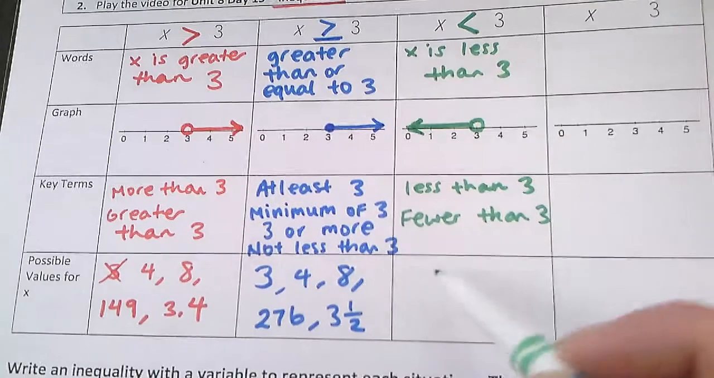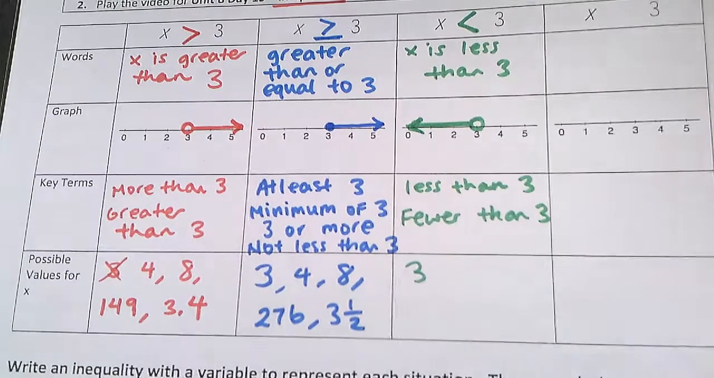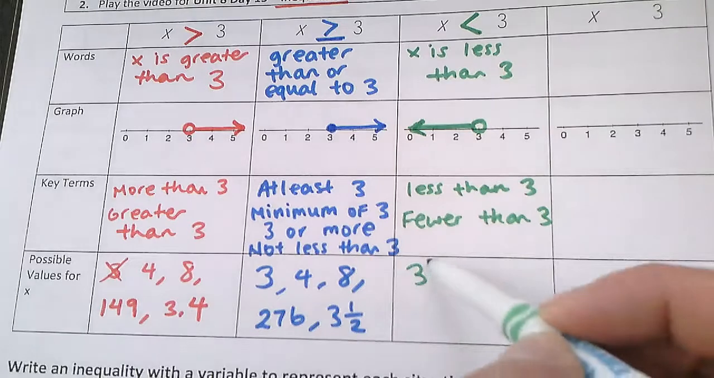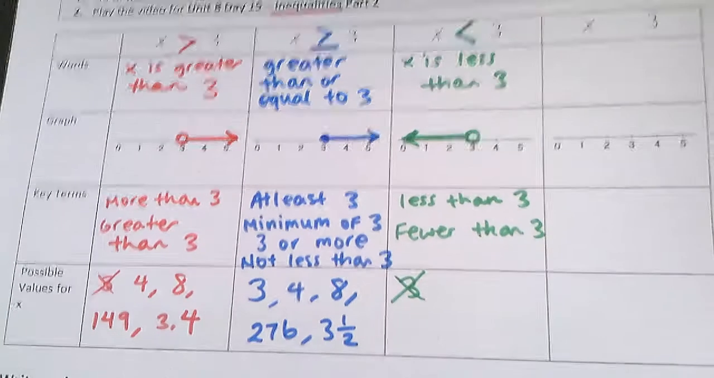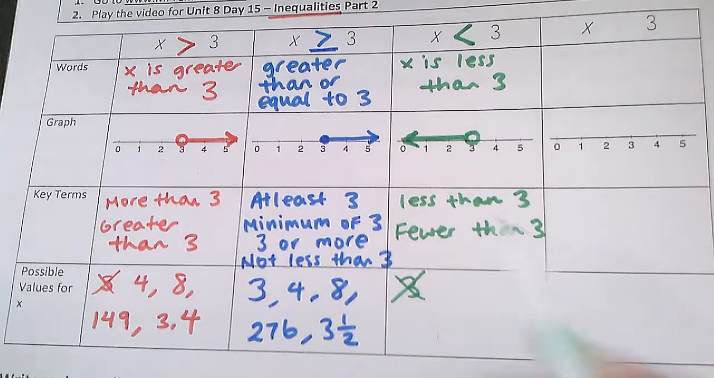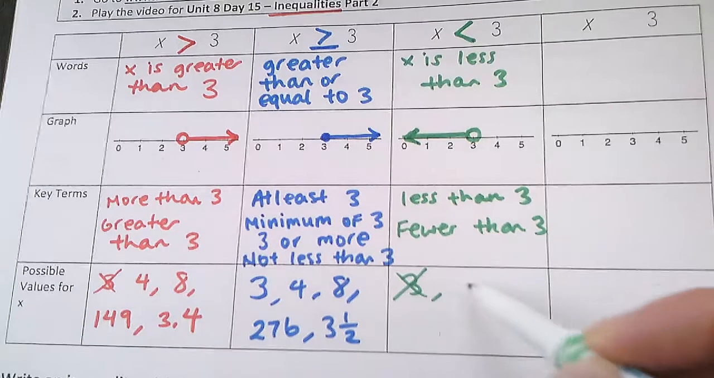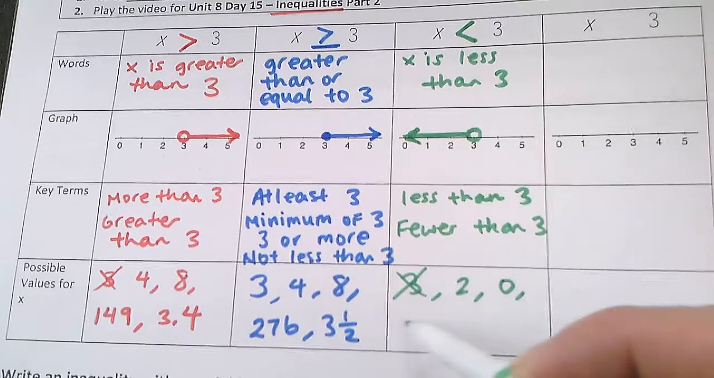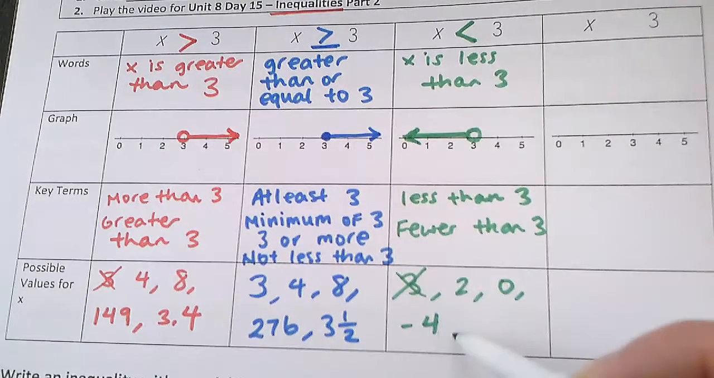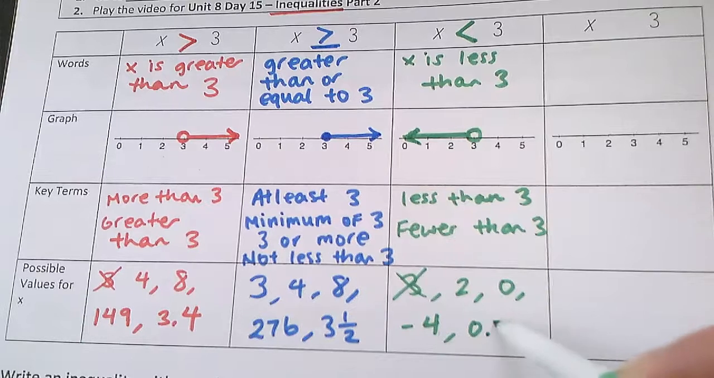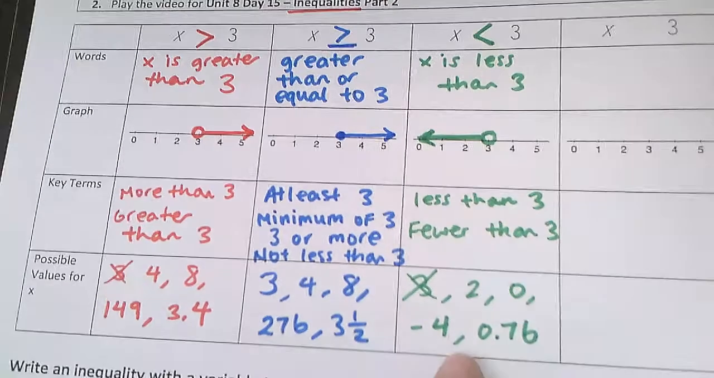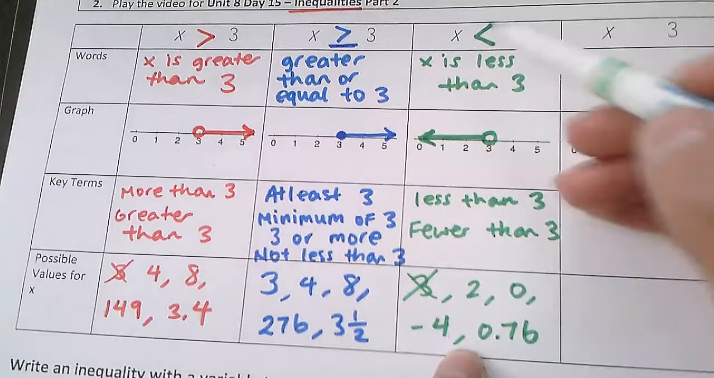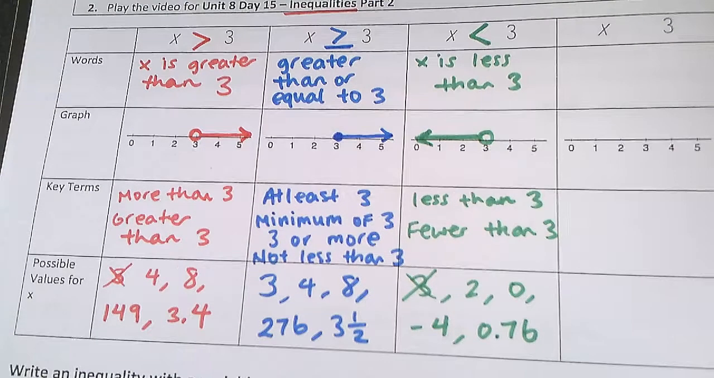For possible values, I want you to write 3 and then cross it out, because x cannot be 3. It has to be less than 3. But it can be 2, it can be 0, it can be -4, or it could be 0.76, for example. All of these are possible values for x if x is less than 3.